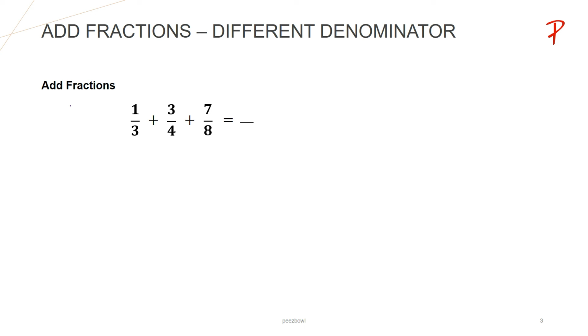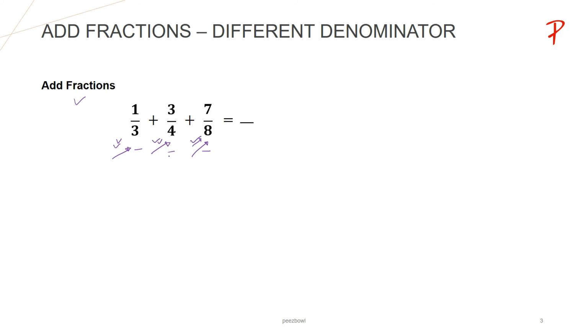Hi, in this video we will learn how to add three fractions when we have all different denominators. Our first fraction is 1 upon 3, where 3 is the denominator. In the second fraction, 3 upon 4, 4 is the denominator, and in the third fraction, 7 upon 8, 8 is the denominator. As you can see, all three denominators are different.